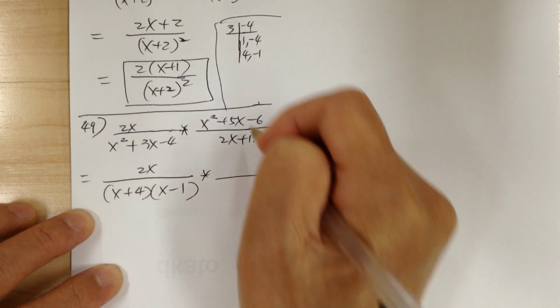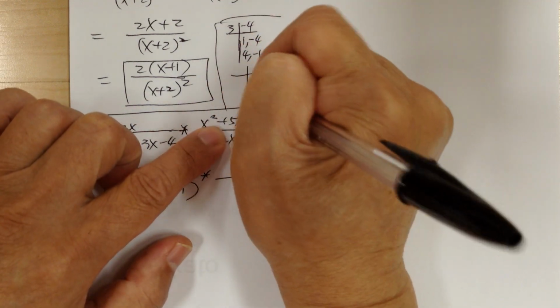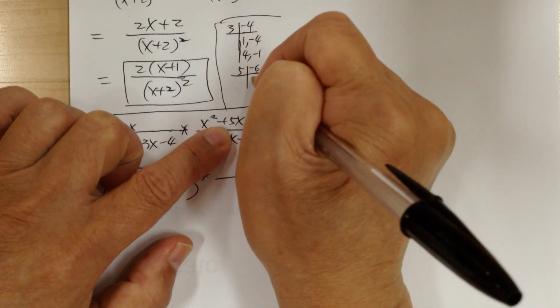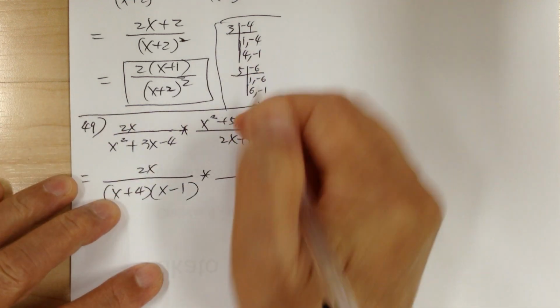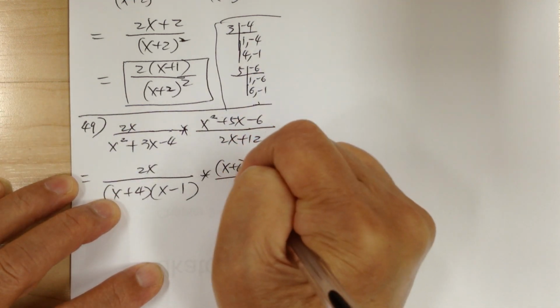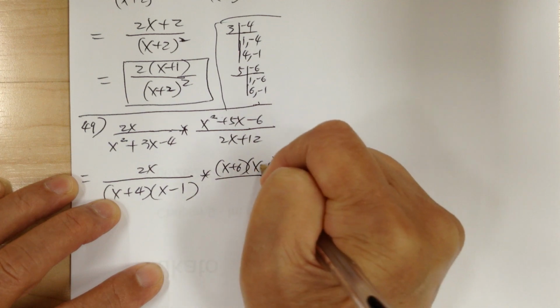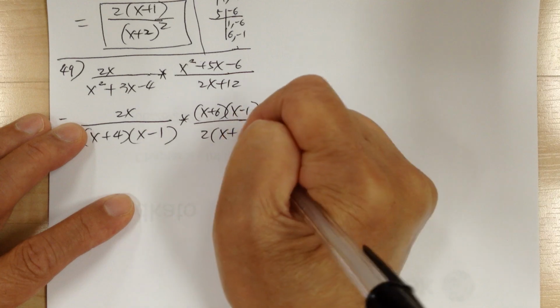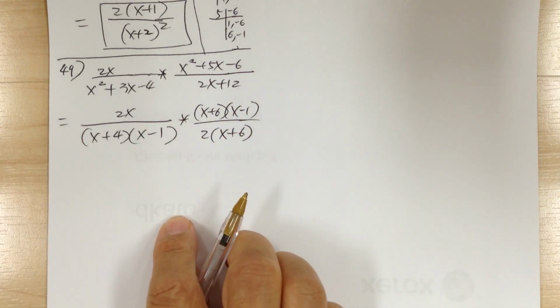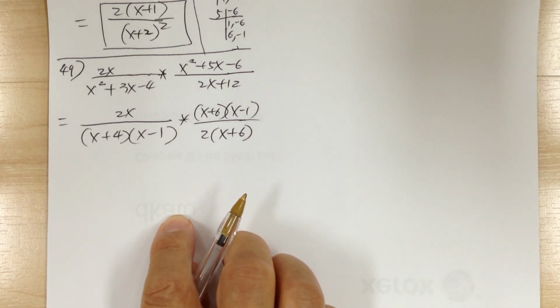On the bottom, this one you get 5 and negative 6, so 1 comma negative 6, 6 comma negative 1. So it'd be x plus 6, x minus 1. On the bottom, you have to do the step 2a, so factor out the 2, so it'd be x plus 6.